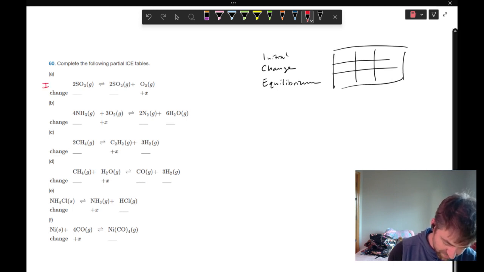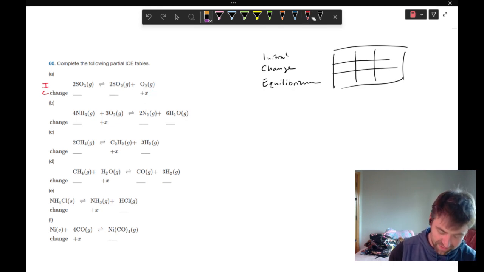Okay. So we're given the initial and we're given a change. The change was plus X. So we're adding whatever coefficient of oxygen. This is going to have an equal and opposite response to the opposite side of our balanced equation and a proportional change to the same side. So we have a coefficient of 2 here, so plus 2x. We have 2 on our reactant side, negative 2x. That's pretty much it.